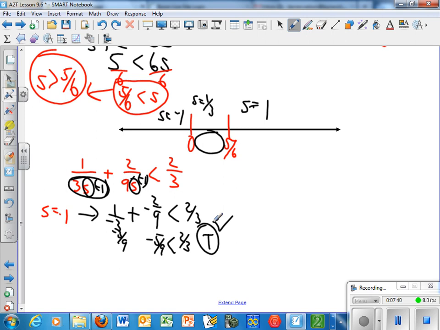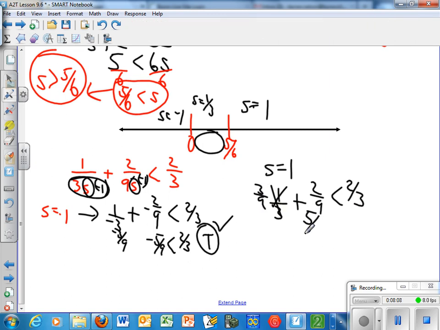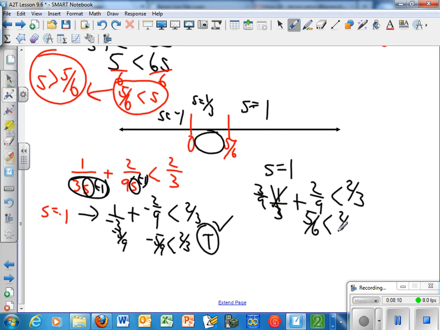Let's do s equals 1, and then I'll plug in the fraction. So now, if I put 1 in, I'd have 1 over 3 times 1, or 1/3. It would be a positive 1/3. If I put 1 into the middle rational expression, 2 over 9 times 1 would be 2/9, and less than 2/3. So this would be the same as 3/9. So 5/9 is less than 2/3.